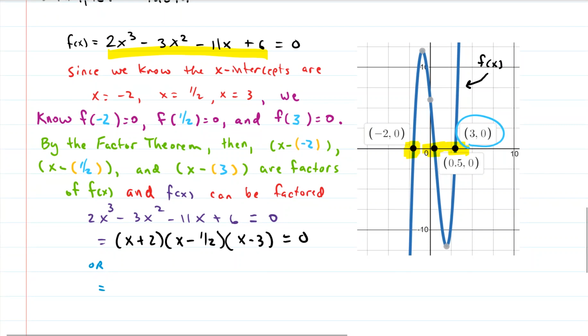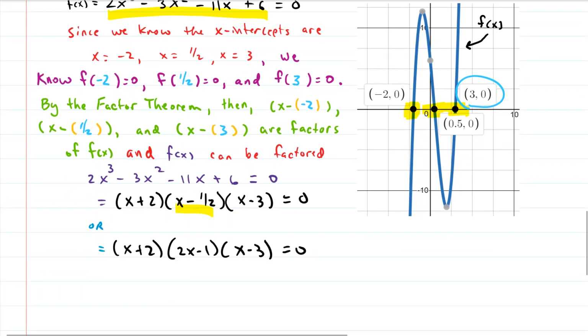There's only one thing I would add here, and we could change this middle one. We could have written this whole thing like this. X plus 2, 2x minus 1, and x minus 3 equals 0. Either one of those is okay. And you're probably wondering, where did he get that?